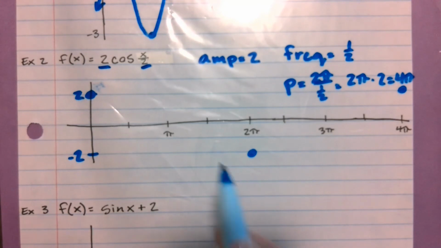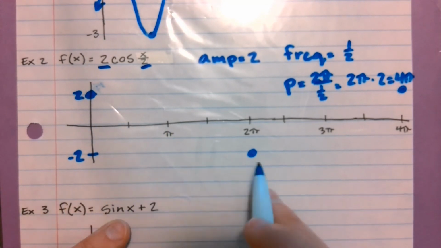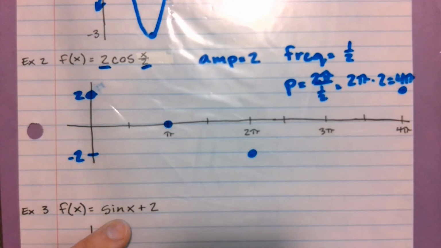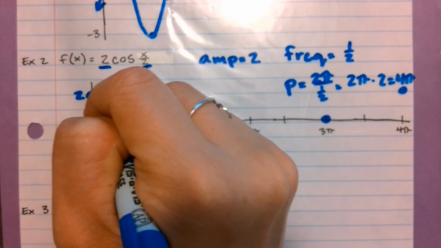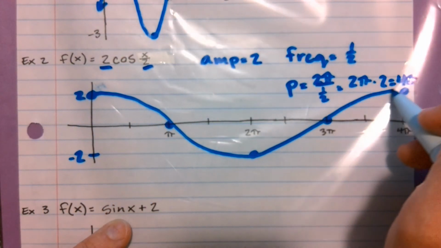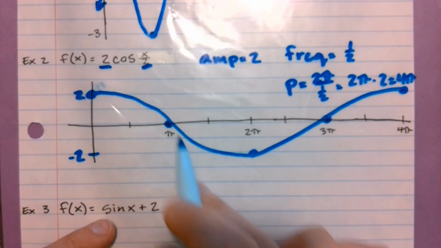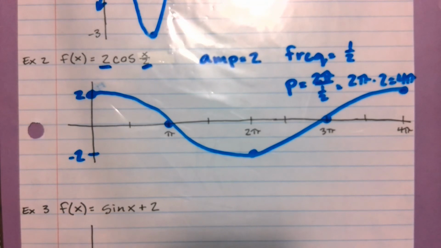Kind of filling in the blanks here, we do go through the x-axis halfway in between our max and our min for the parent function. So that's going to be happening at pi and 3 pi. And then we can just kind of give our general shape for this. Make sure it kind of has some curve to it right there. There's kind of like an inflection at both of those x-axis points.